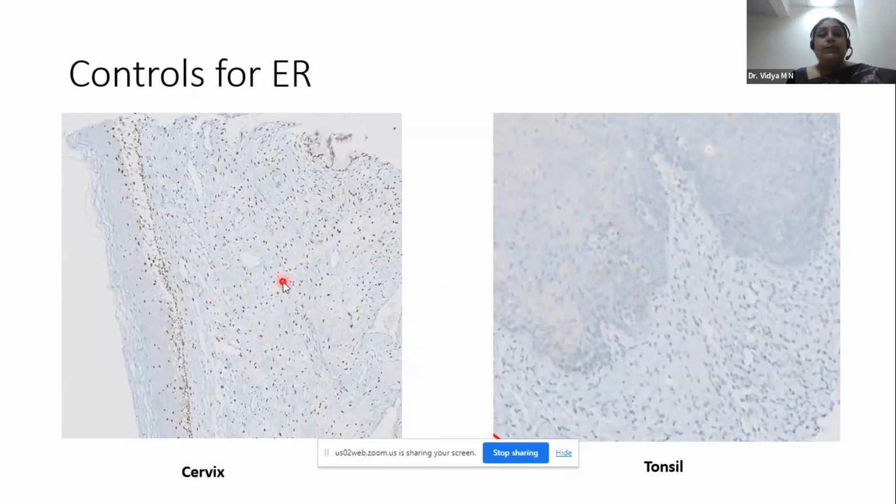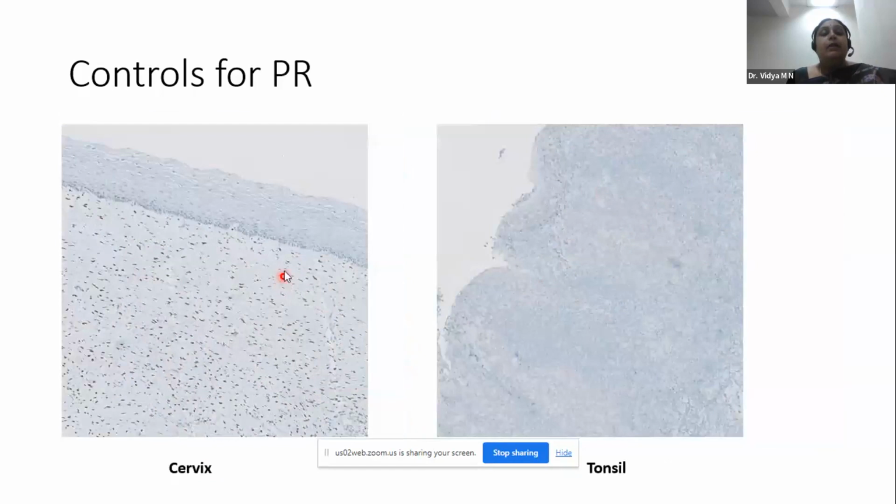So you have a low expressor and you have a moderately high expressor for your ER. Then you have your PR control. Look at this. It is going to differ a lot from your ER because the ectocervical lining should not show any expression, and here only the stromal cells and your endocervical cells will show expression of your PR. Tonsil, absolutely nil expression.